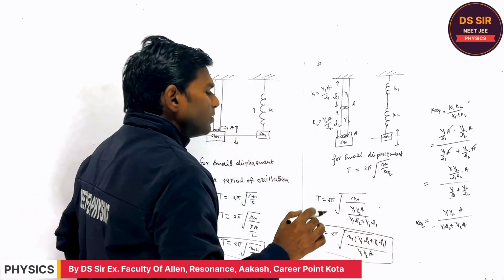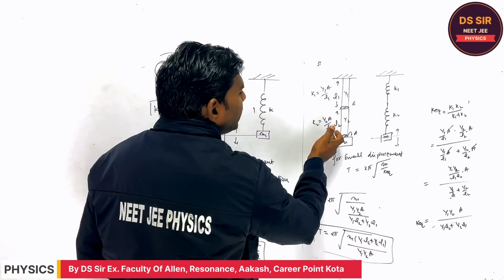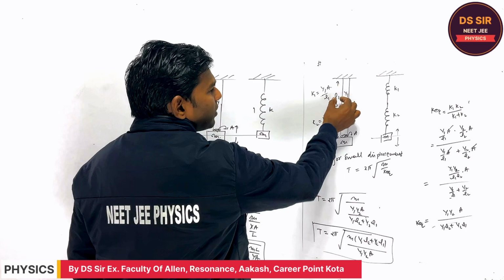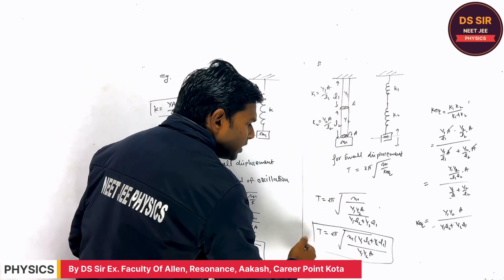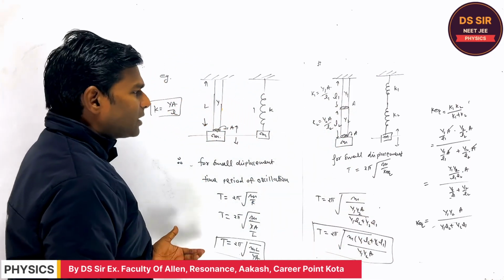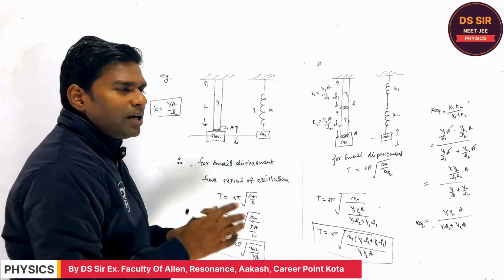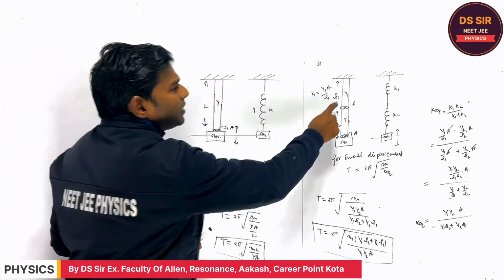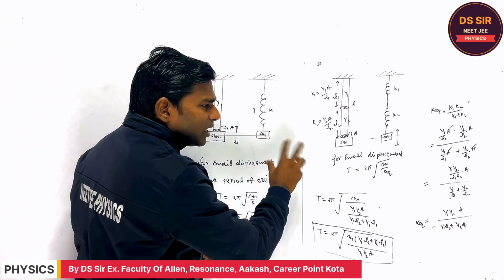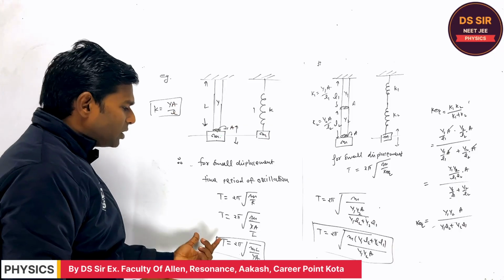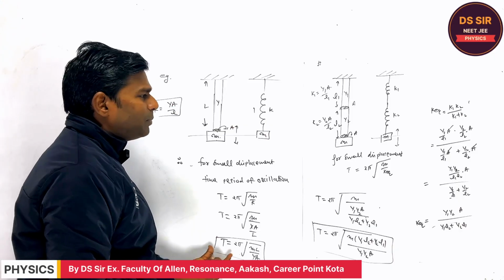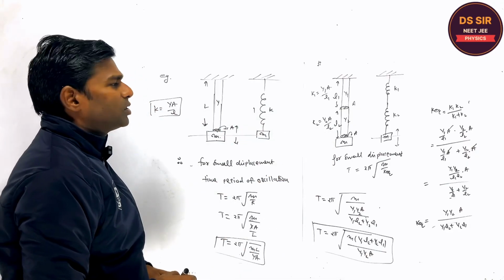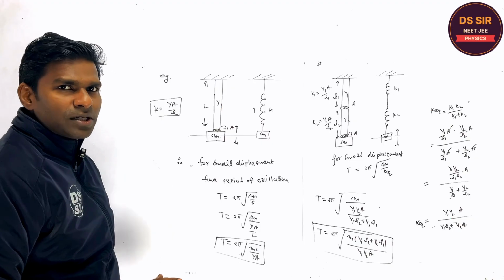Right. What may be given? They may give different lengths. Either L1 and L2 may be equal, or they may give it as L or L by 3. In the same way, you can write the expression for the time period of oscillation for different combinations of rods, whether it is a single rod, or they are connected in series, or in parallel. They will ask you to find the time period of oscillation if a small displacement is given to this block. Are you getting or not, Parsha?